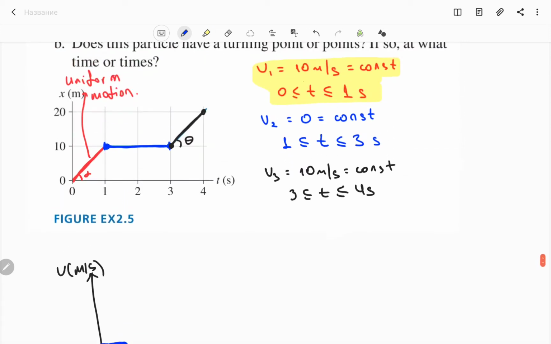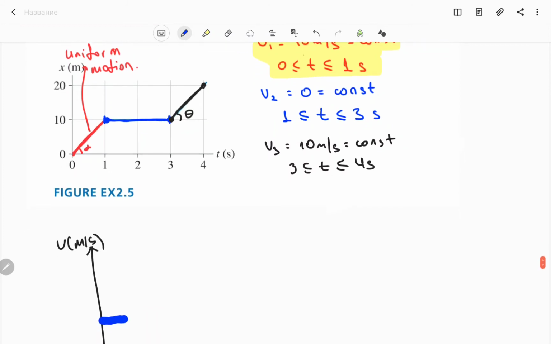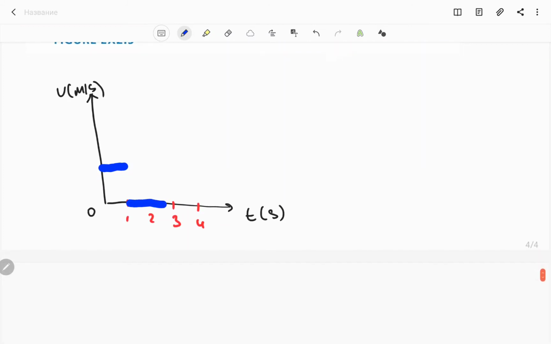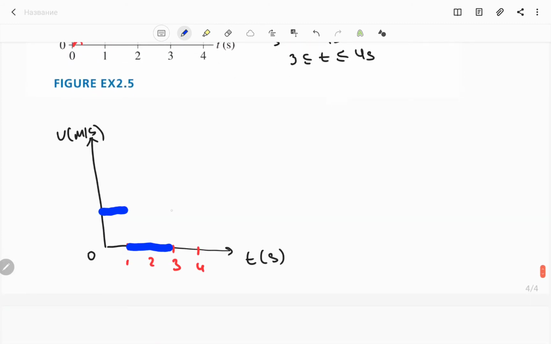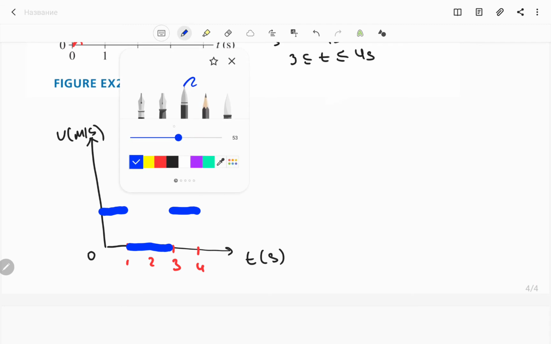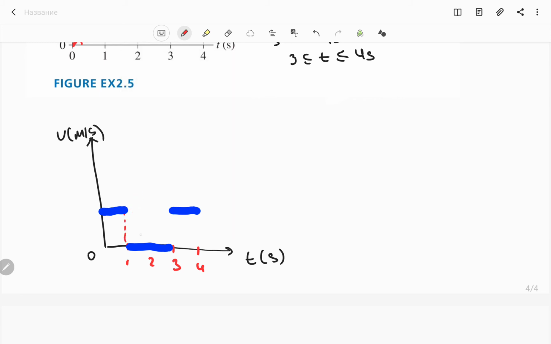And then between 1 and 3 seconds, velocity is 0. So here, velocity is 0. Then again, between 3 and 4 seconds, velocity becomes positive 10 again. Positive 10. So here, 1 second, 3 seconds, 4 seconds. Here, velocity is positive 10. This is the answer for the first part.